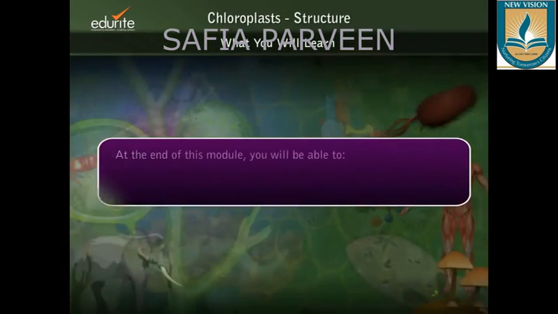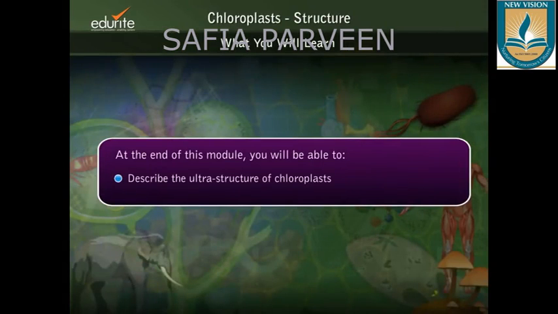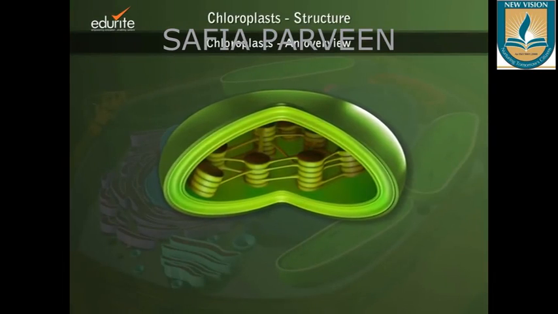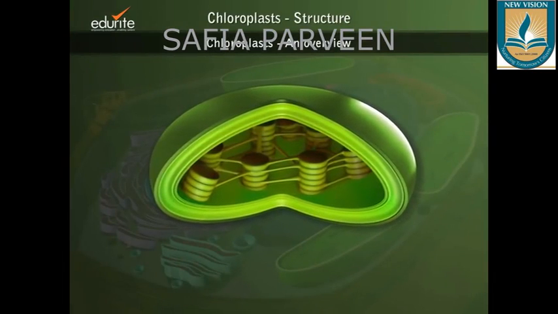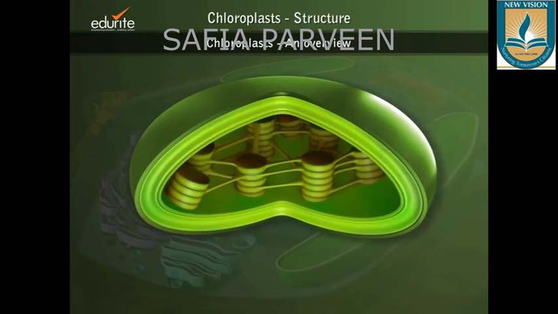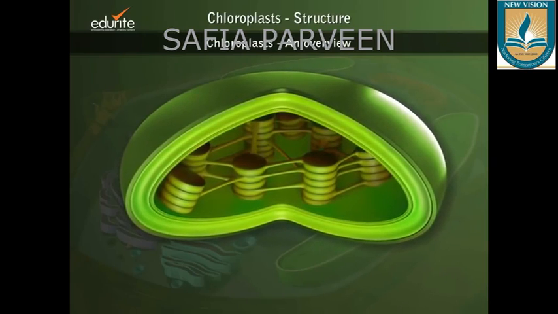Chloroplast structure. In this module, we'll be able to learn the ultrastructure of chloroplast. Chloroplast is an organelle which is present inside the leaves of the plant and it is responsible for photosynthesis in the plant. And the number of chloroplasts is not common in all the plants.